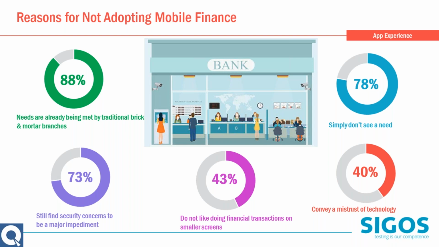Now, with the exception of the first statistic, the 88% of folks who are happy with their local corner bank, all other areas can be improved by development teams and innovation. We should be able to convey to consumers and convince them of the need and convenience of banking apps. We should be able to provide a secure transaction platform. We should be able to enhance the UX design so those small screens are not cumbersome. And we should be able to break down the old barriers of mistrust when it comes to using technology.